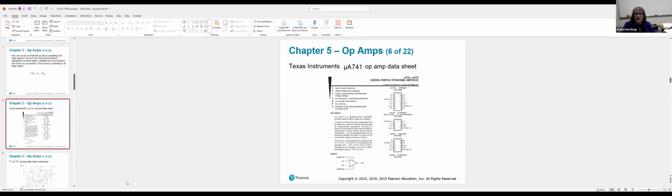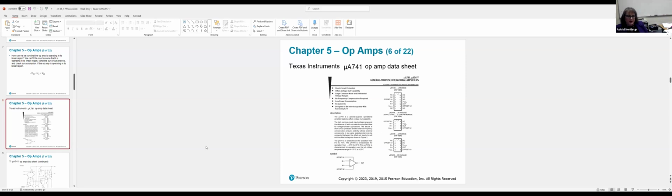All right, so here we go. This is just a diagram of a chip, a Texas Instruments MicroA 741 op amp. And basically what it shows you is what the pins are. We have offset N1, we have some NCs, we have VCC positive, VCC negative, output, and then we have some no connections. But each one of the pins has a different function or no function at all.